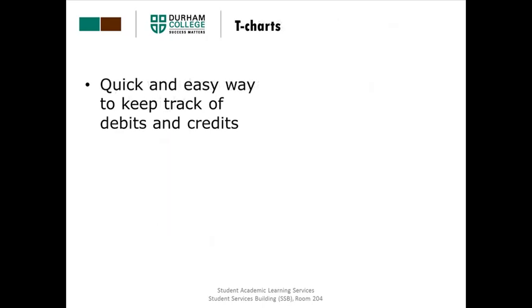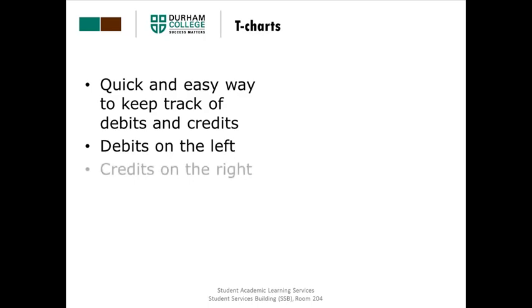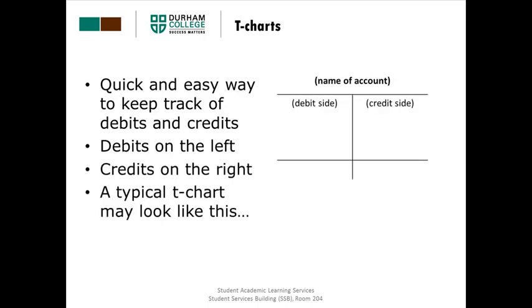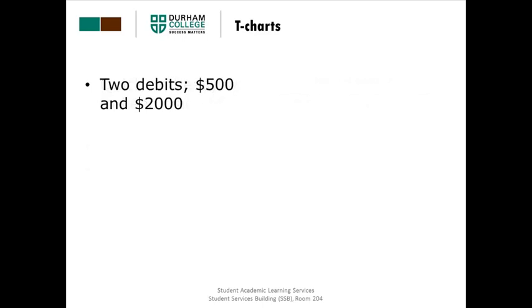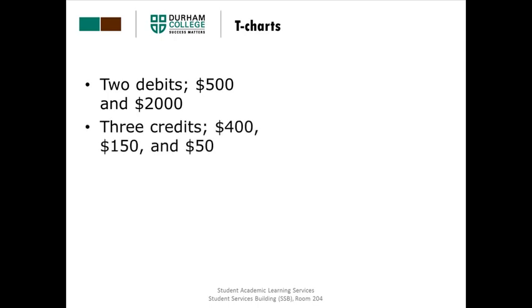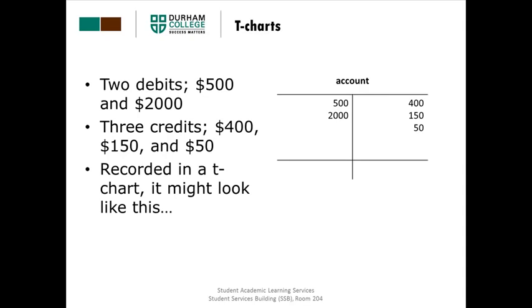T-charts are a quick and easy way to keep track of debits and credits. All debits are recorded on the left side of the chart. All credits are recorded on the right. A typical T-chart might look like this. Let's say we have an account, the name doesn't matter just yet, that has 2 debits, $500 and $2,000, and 3 credits, $400, $150, and $50 applied to it. Recorded in a T-chart, it might look like this.